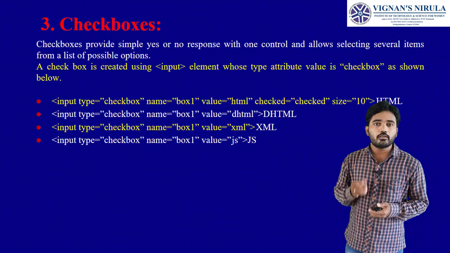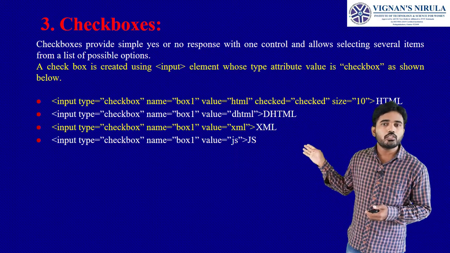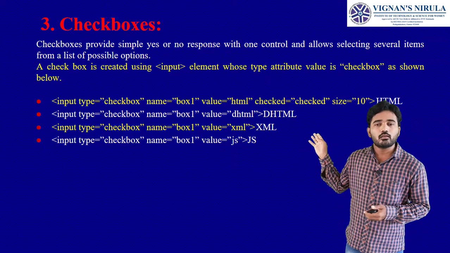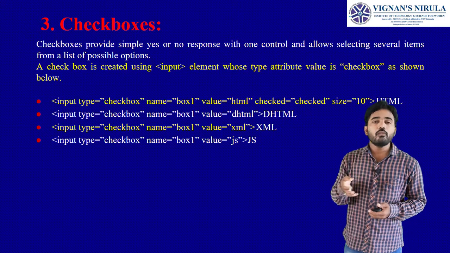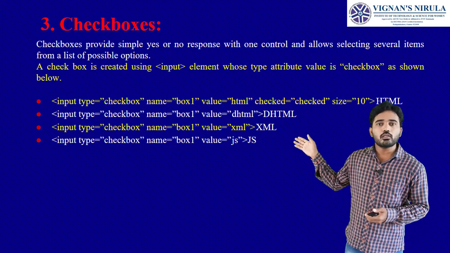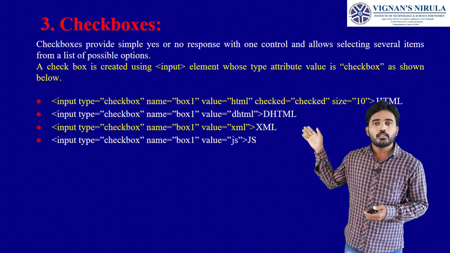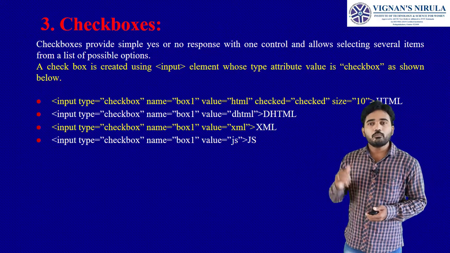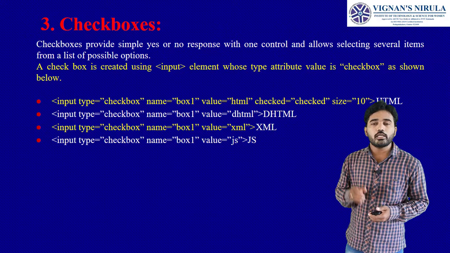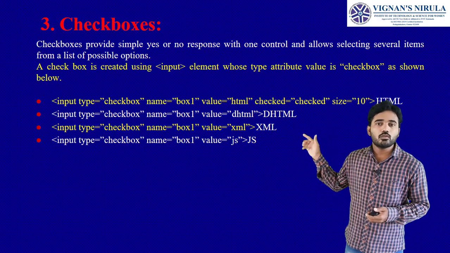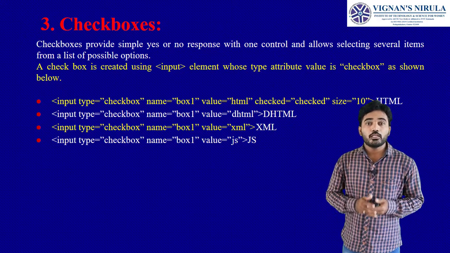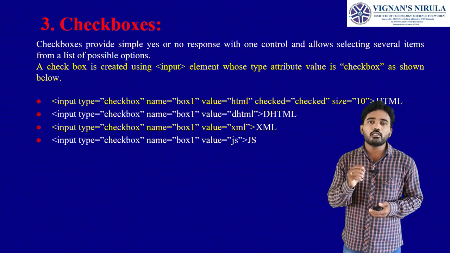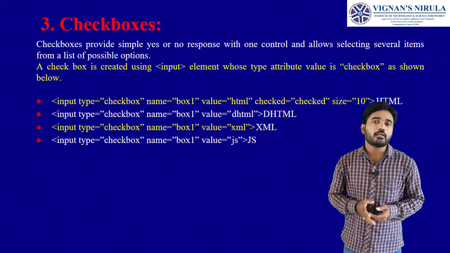Their data is HTML, DHTML, XML and JS. Every time we have used type equal to checkbox, its corresponding name, its value, and its size equal to some size. Except for the HTML checkbox, where we used checked equal to checked. It means that by default the HTML checkbox is selected.